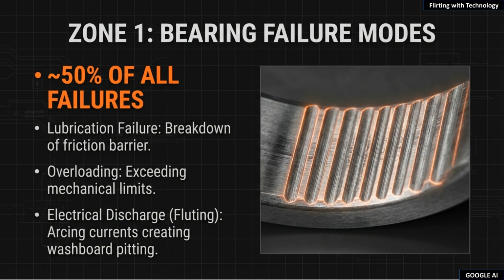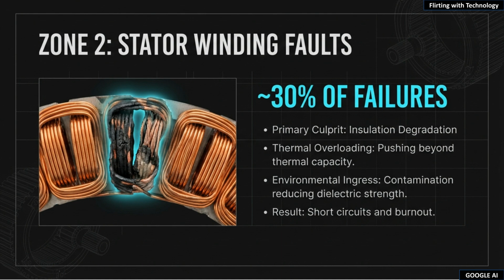Zone 1, bearing failures, represent approximately 50% of all failures. Key failure modes include lubrication failure, overloading, and electrical discharge, also known as fluting. Zone 2 covers stator winding faults, which account for about 30% of failures. These are often caused by insulation degradation, thermal overloading, or environmental ingress, leading to short circuits.